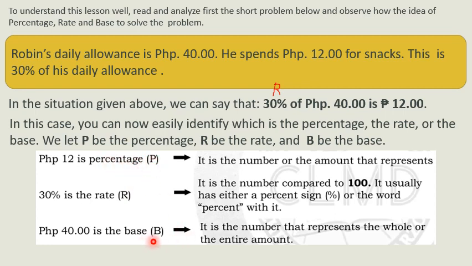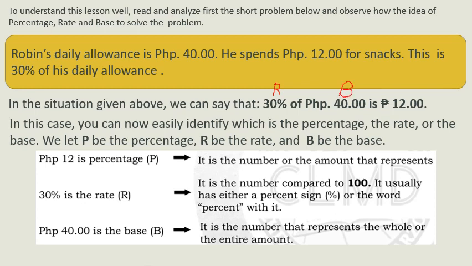Yung base, yun yung sinasabi natin yung kabuuan. Dito, ang nagre-represent na kabuuan is yung daily allowance ni Robin. So, ang daily allowance niya ay magkano? 40 pesos. So, yung 40 pesos, ito po yung kabuuan. Ito yung panglahat. So, yung 40 pesos, siya po yung ating magiging base.